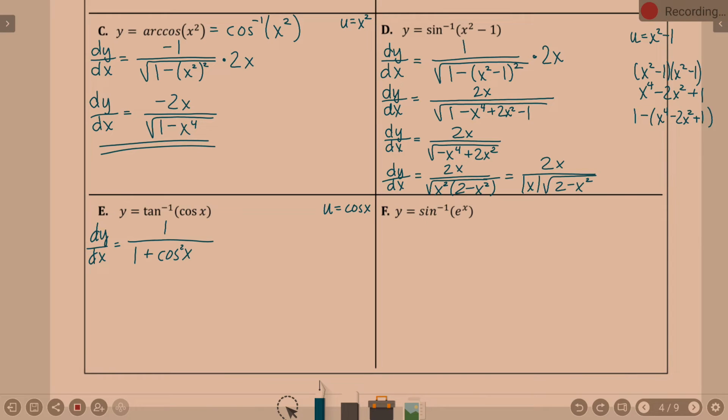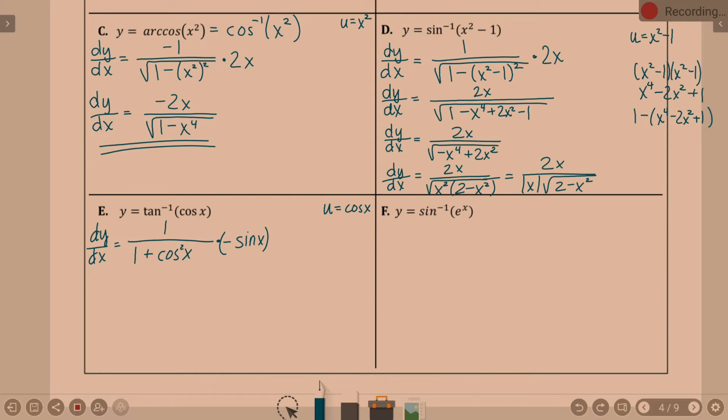Times root. Yeah, I wrote mine as cosine squared, but you could write it as cosine x quantity squared. Times sine. Negative sine. The derivative of cosine is negative sine. Cosine squared, negative sine x. That's what I have written down.